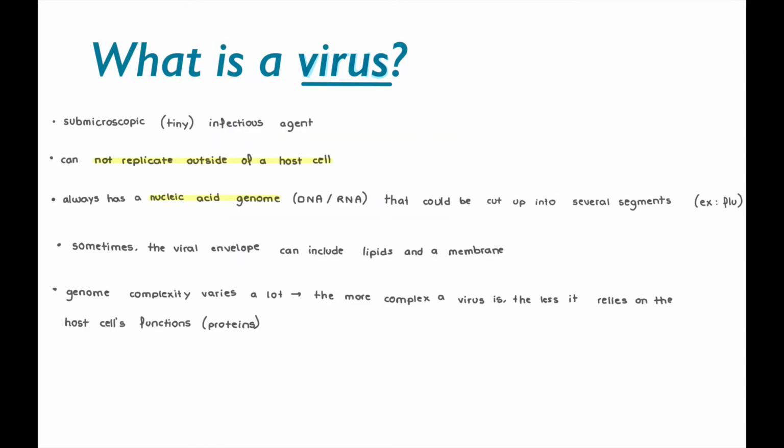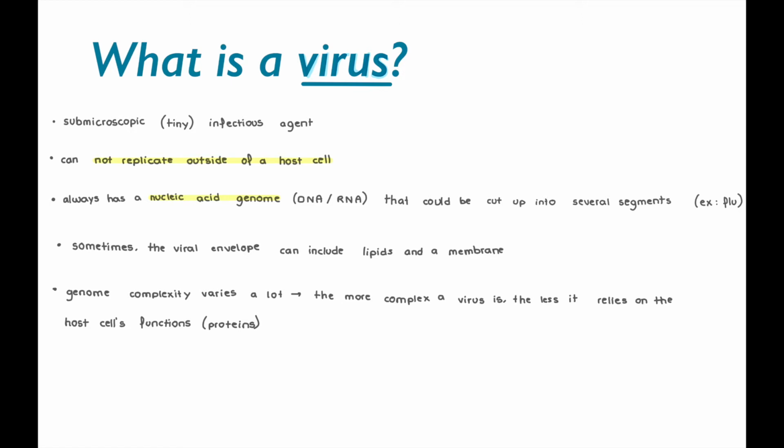So, first off, what is a virus? We hear a lot about it, especially nowadays, but I thought I'd do a little recap so that we're all clear as to what we're talking about here. A virus is a submicroscopic or tiny infectious agent. What is super particular about viruses is that they cannot replicate outside of a host cell. So they need a host cell to replicate, right? And for that reason, scientists are not sure whether they want to classify viruses as being alive or not, since they cannot replicate on their own.